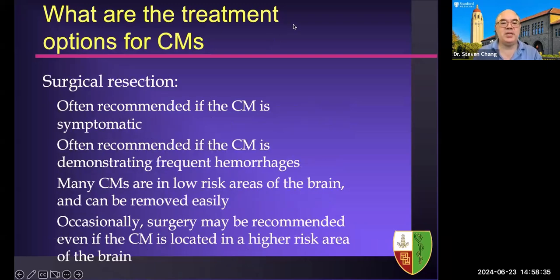Surgical resection is the mainstay of treatment in those cavernous malformations that are treated, and we often recommend it in the following circumstances. The first would be if the cavernous malformation is symptomatic. If you're having debilitating headaches impacting your quality of life, if you are having seizures that are not controlled well with seizure medication, if you're having a progressive neurologic deficit that's continuing to get worse and worse, we would consider surgically resecting the cavernous malformation to achieve relief.